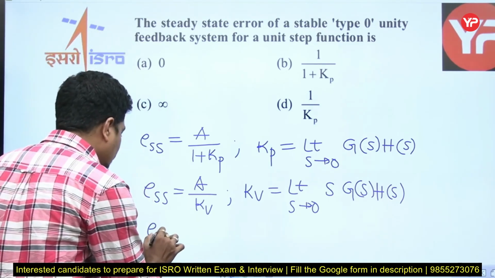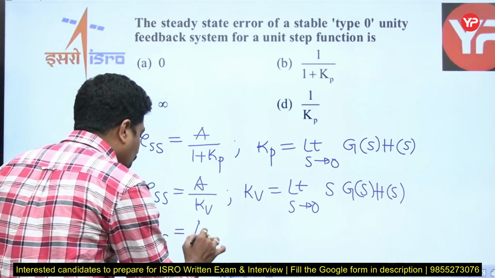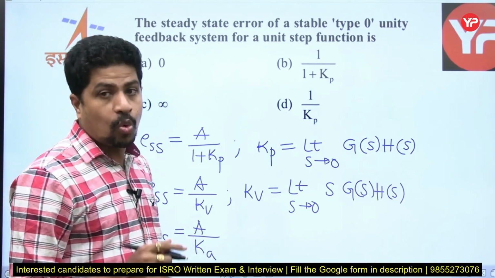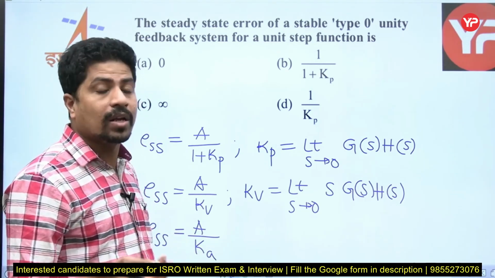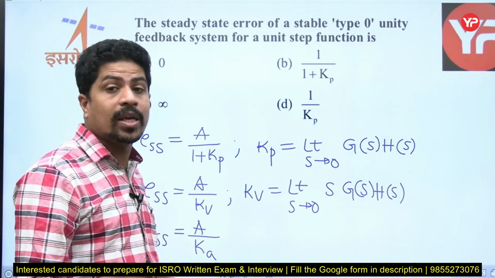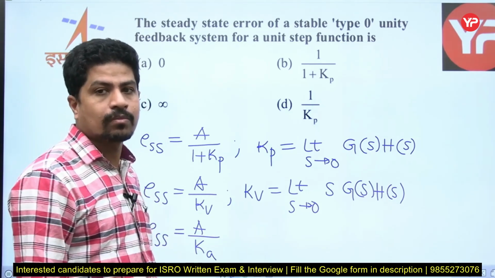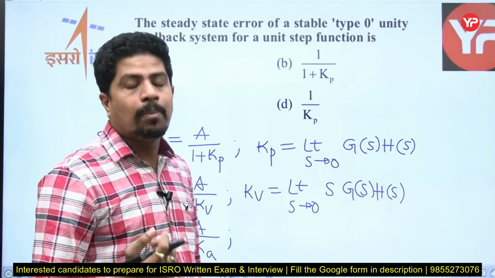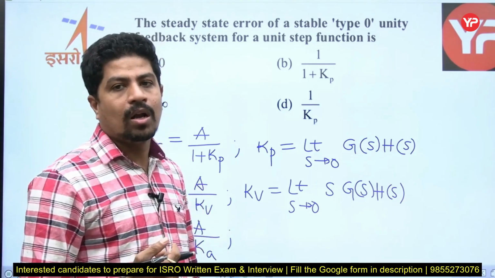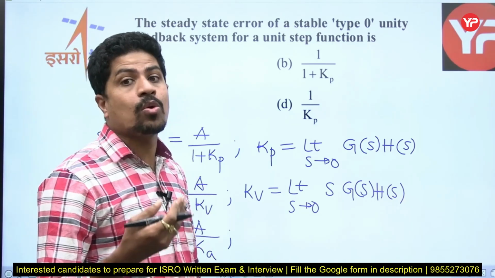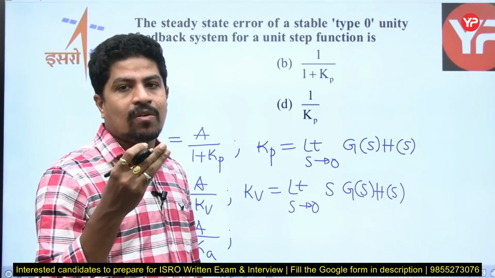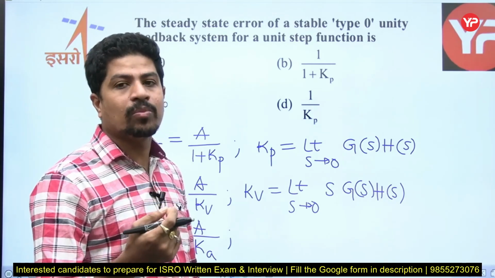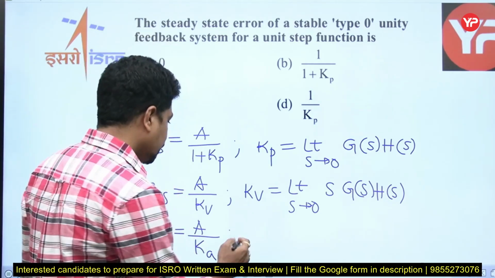Now ESS is equal to A by Ka, where A is the coefficient of the parabolic input at t is equal to 0. Now what is Ka? Ka is called the parabolic error constant, or I can say acceleration error coefficient. Step input is called position input, ramp input is called velocity input, parabolic input is called acceleration input, right?